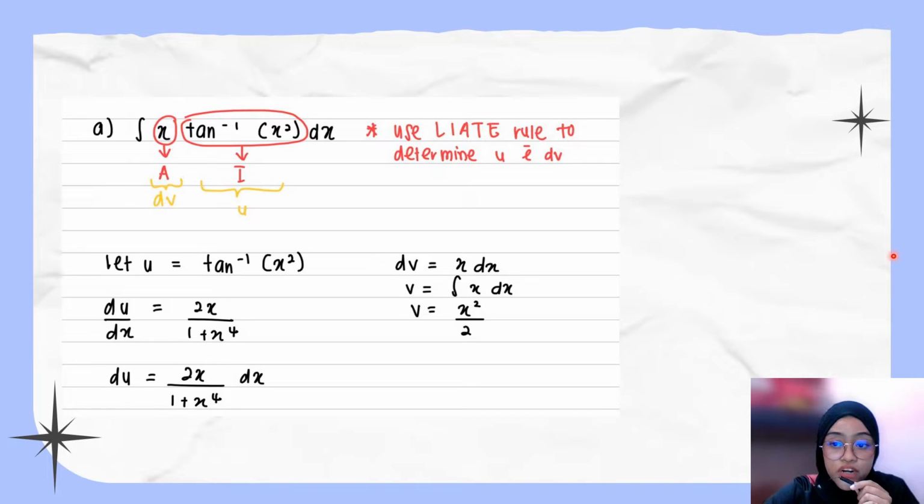According to the derivative formula, first of all we need to find du over dx. The derivative of inverse tan x squared is 2x over 1 plus x to the power of 4. So du is 2x over 1 plus x to the power of 4 dx. The dv is x dx. To get v, we integrate x dx, so v is equal to x squared over 2.